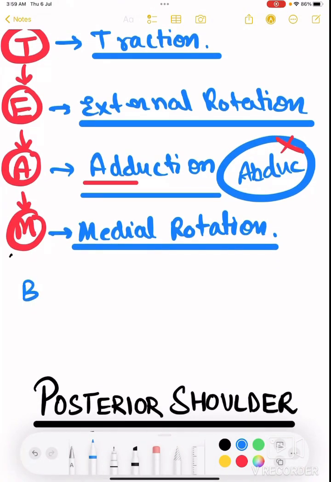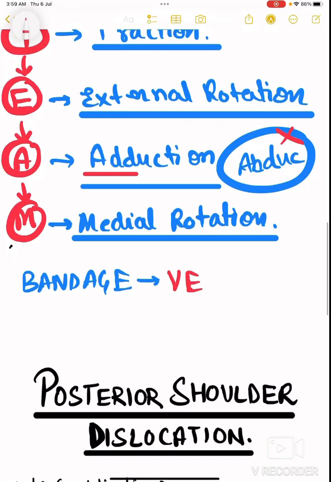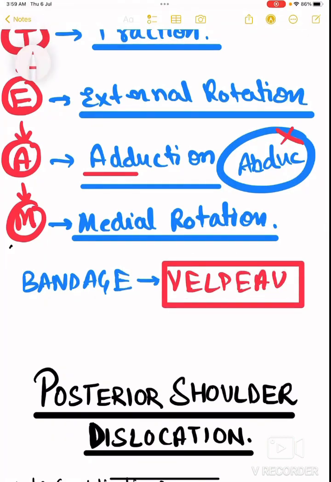And lastly, you can also put a bandage, right? What is the name of the bandage? The name of the bandage is Velpeau bandage. So this is a thing that you need to remember.